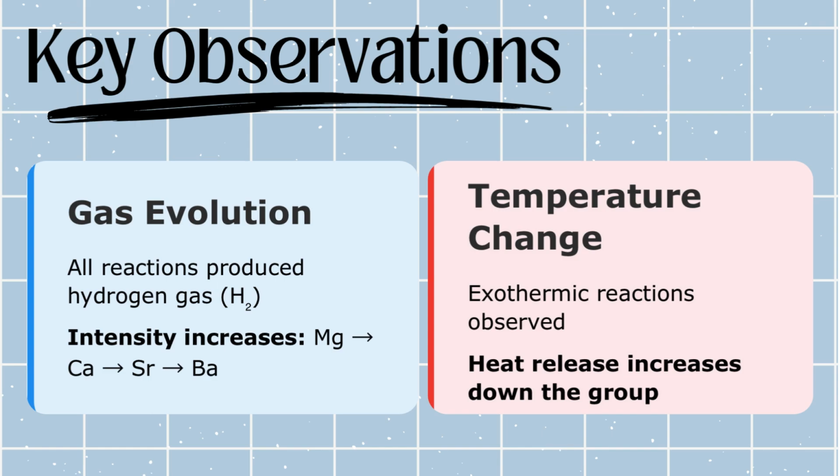And also, for the temperature change, we notice that all reactions were exothermic, meaning they release heat. When we touch the sides of the test tube, we could feel that they become hotter, especially in the strontium and barium experiment. The heat released increases down the group, which supports the idea that the reactivity of group 2 metals increases as we go down the periodic table.